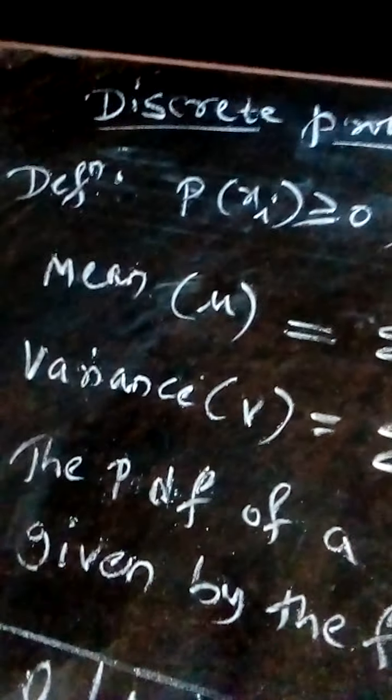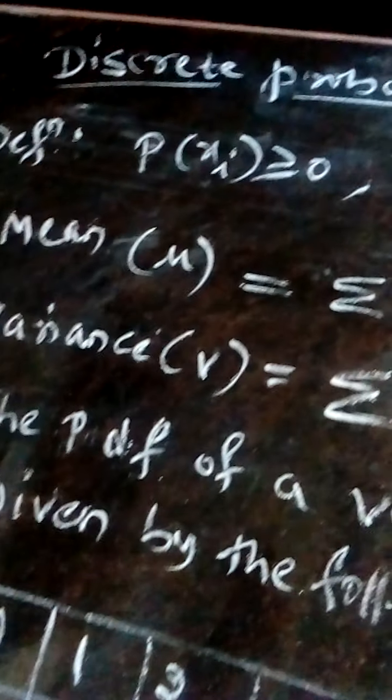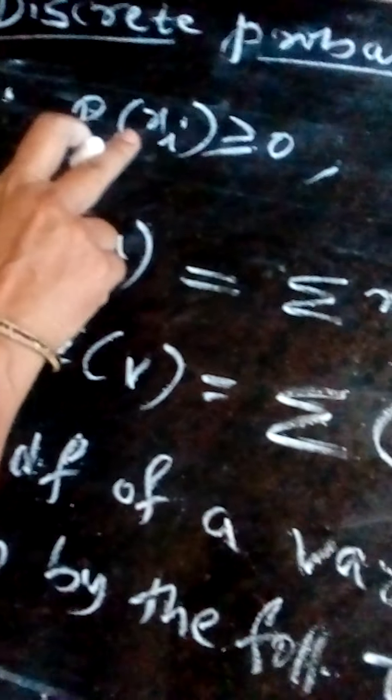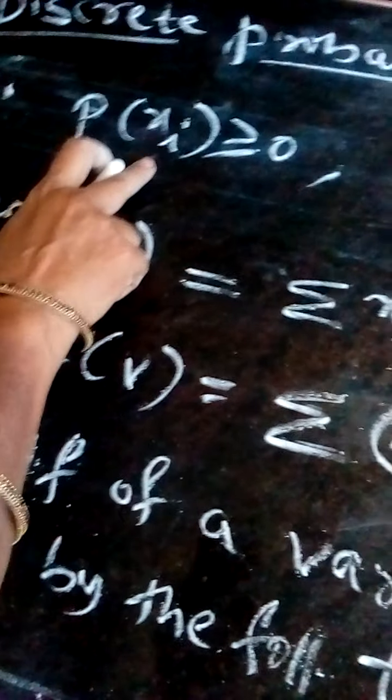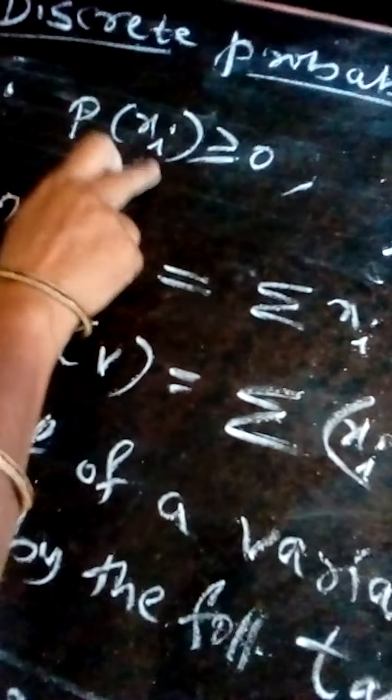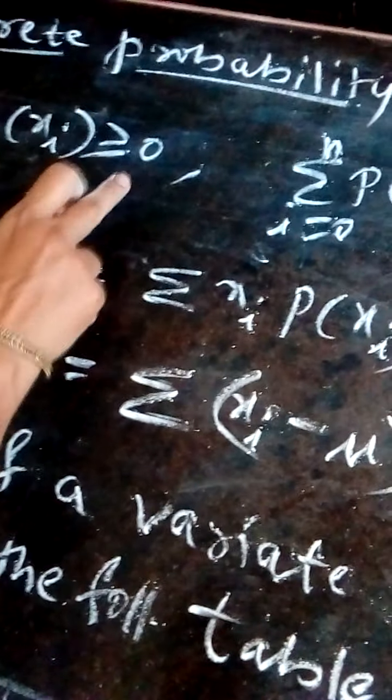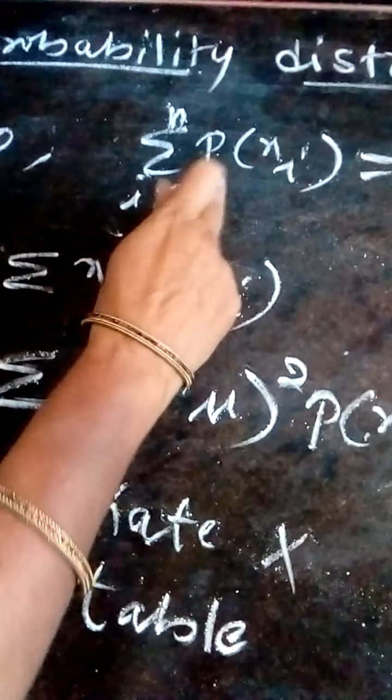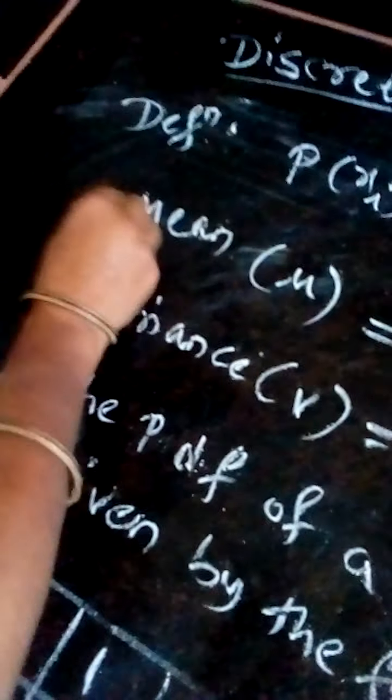Hello dear students, in the last class we have seen the discrete probability distributions. According to the definition of a discrete probability distribution, for each value xi of a discrete random variable x, we assign a real number p of xi such that it satisfies two conditions. First, probability of xi must be greater than or equal to 0, and summation of p of xi must be equal to 1.